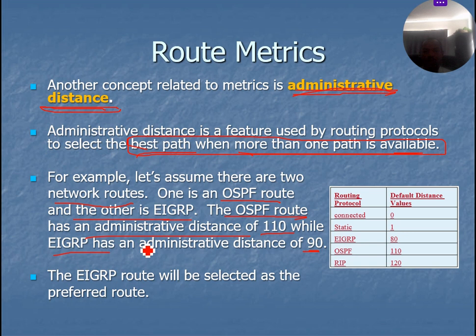Which one is the system going to choose? The system will choose the one with the smaller administrative distance. The one with the smaller administrative distance is the path that the data packet ought to follow, meaning it is the one that is freer for the data to go through. Is that okay?